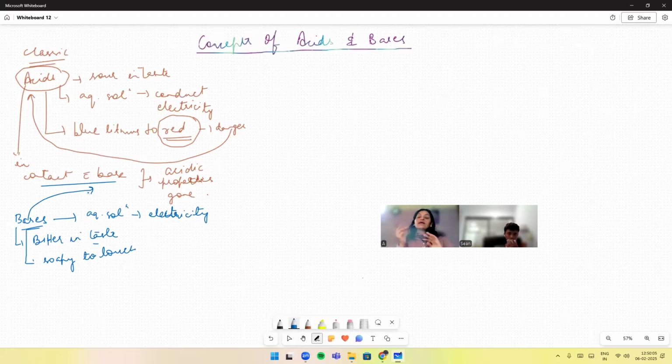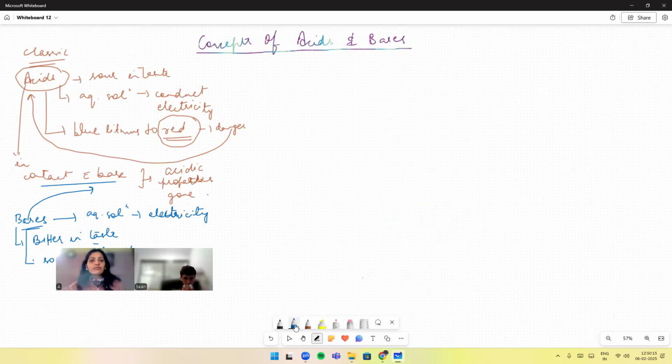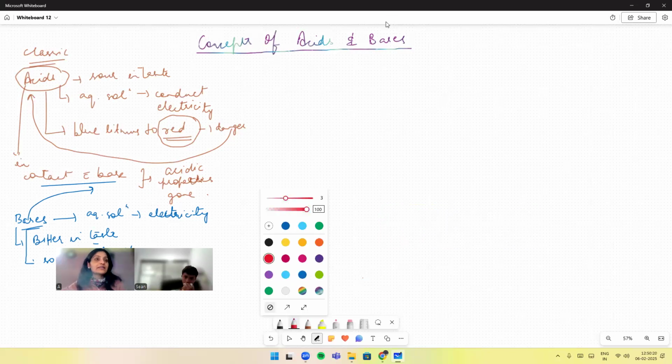In the end, this is the concept we have in our mind when we are going for higher education. Now, this concept is too generalized. We cannot justify all the things with it. The kind of properties which acids and bases show is not explained by this very general concept.